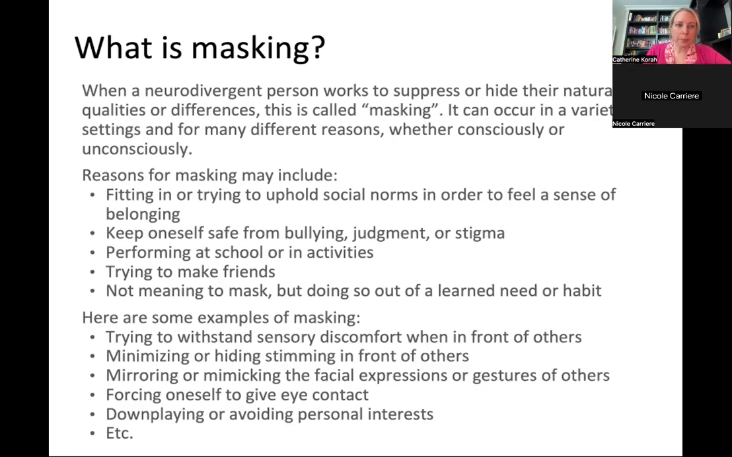order to fit in. And so some examples of masking could be trying to withstand sensory discomfort when in front of others, minimizing or hiding stimming in front of others, mirroring or mimicking the facial expressions or gestures of others because we think that that's what is the norm and what's appropriate. Forcing oneself to give eye contact.